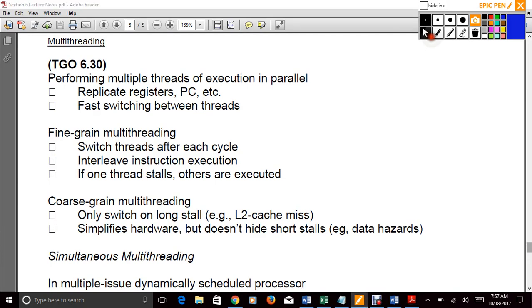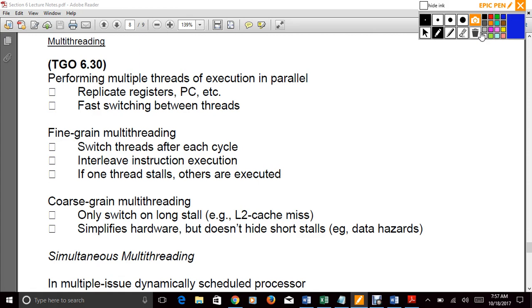So what it allows us to do is, if you have multiple data paths, you're able to replicate registers and program counters and have fast switching between the threads. Now, there are 3 types of multi-threading that we're going to cover here: fine-grained, coarse-grained, and simultaneous multi-threading.